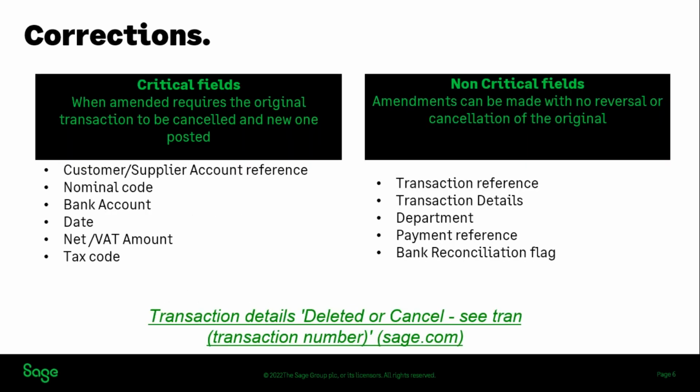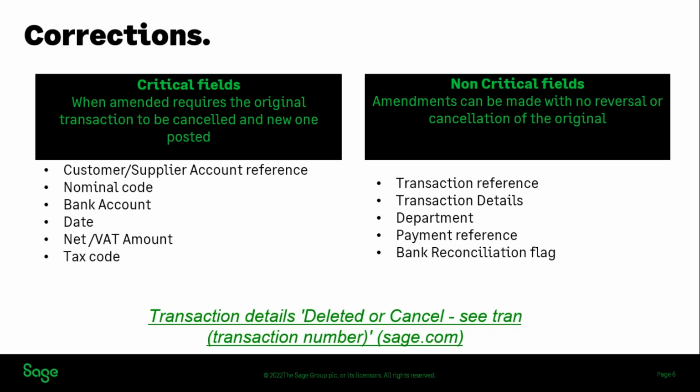Just before we show you some of those examples, I do just want to talk about critical and non-critical fields. So we have these two different differentiations of certain fields within a transaction, and depending on which field you're trying to amend, it can have a different impact on your data. So critical fields are ones where if you amend them, it will cancel the transaction and post a brand new one for you. So these are really key items of the transaction that need to be recorded on your audit trail.